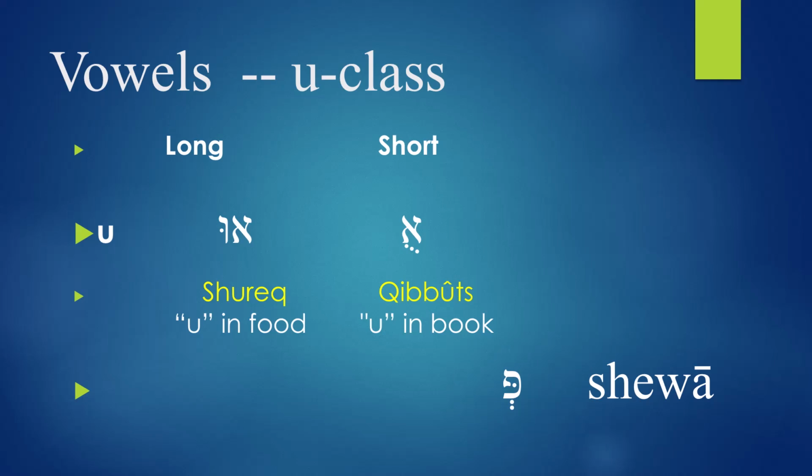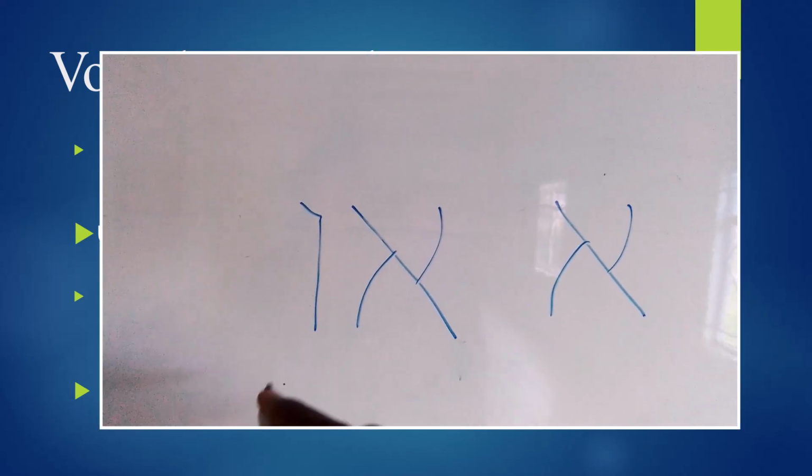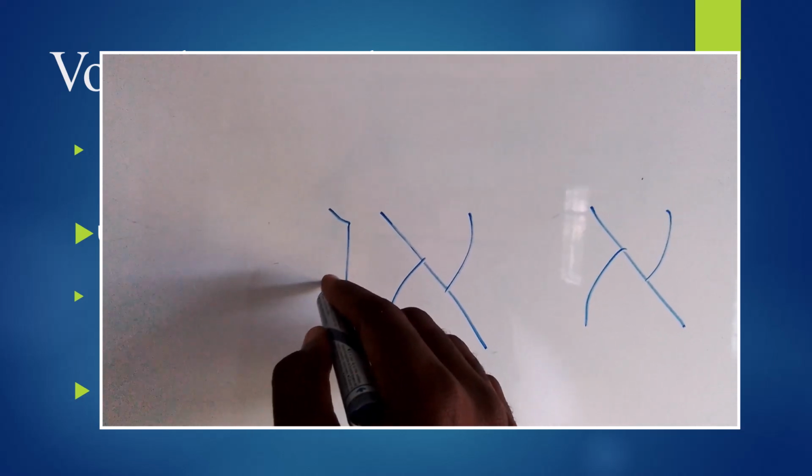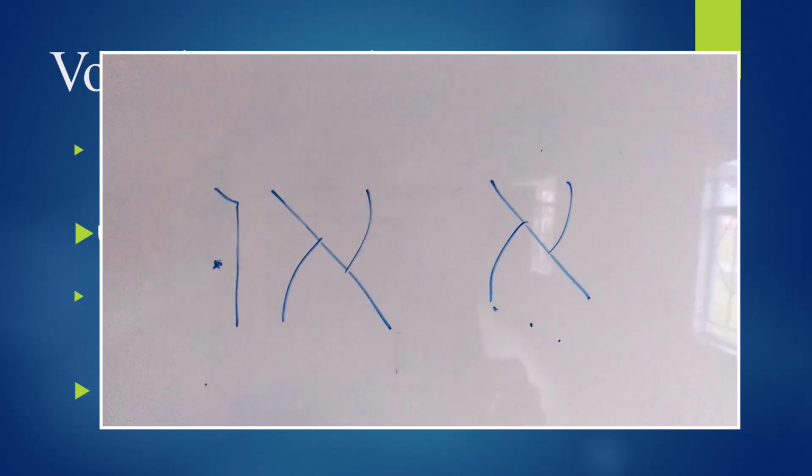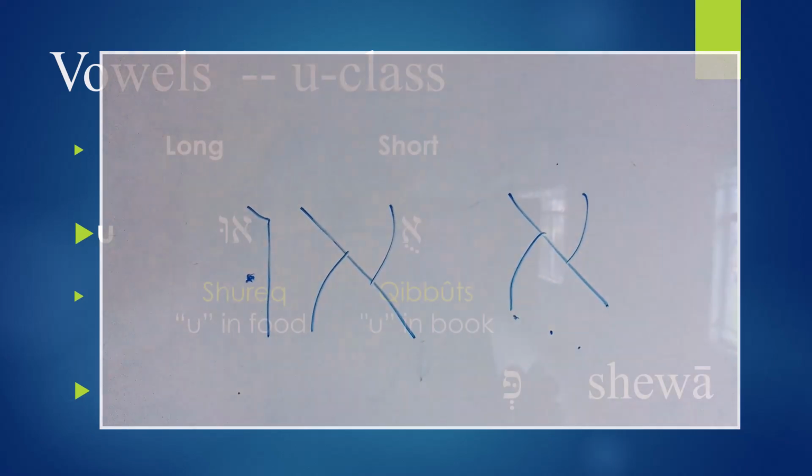kibbutz. Kibbutz makes the short U sound, as in the word book. That U is how kibbutz is pronounced. And so on the U class vowels, there are two. We have shurek and kibbutz. And this is how they're written. So those are U class vowels, shurek and kibbutz.